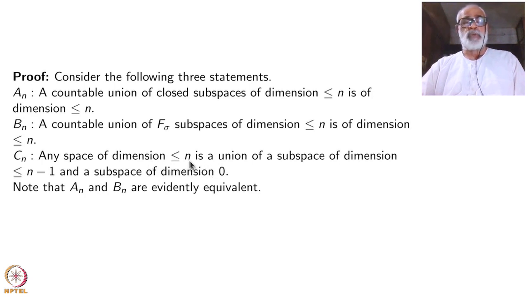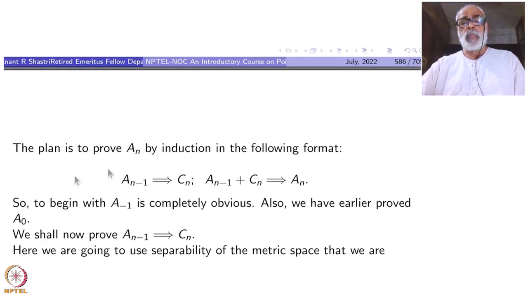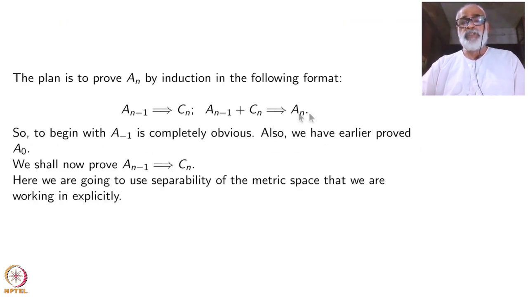Let us see what is the role of this C_n here. The plan is to prove A_n, that is what we want to prove, by induction. How we are going to do this is the following. Once you have proved A_(n-1), we will prove C_n. Then I will use A_(n-1) and C_n to prove A_n. Okay. The statement B_n is only subsidiary here. It will play a subsidiary role. Okay, so this is the plan.